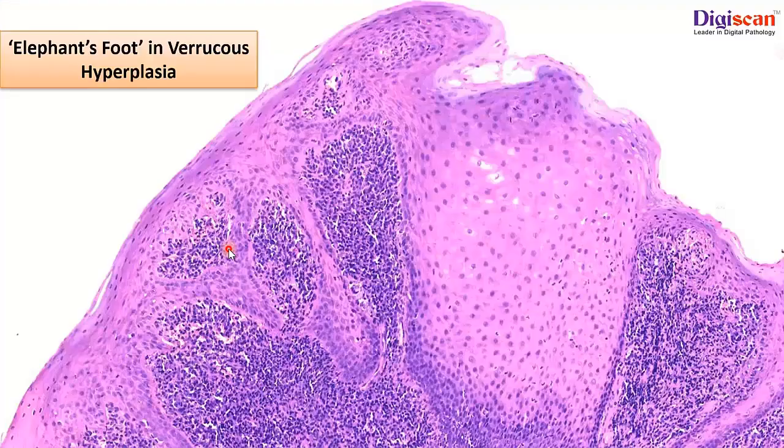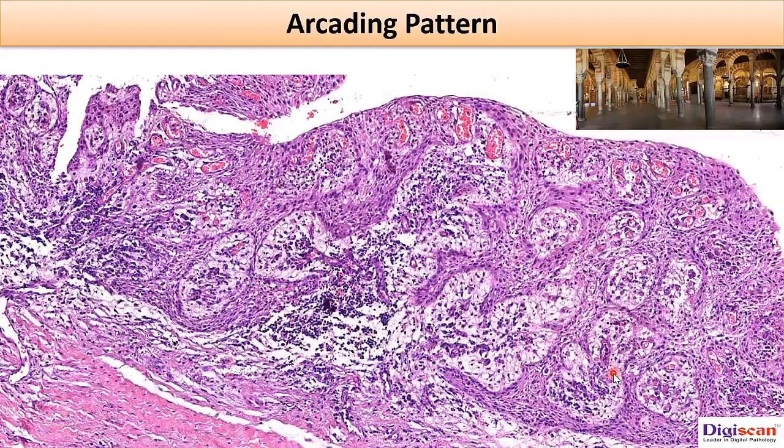Then another term is elephant foot rete ridges. The rete ridges are broad, very wide, and this type of rete ridges are seen in verrucous hyperplasia. So this is elephant foot type of rete ridges in verrucous hyperplasia.